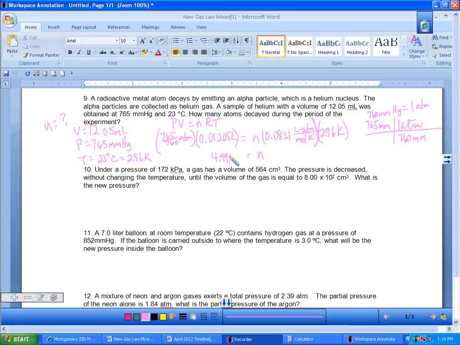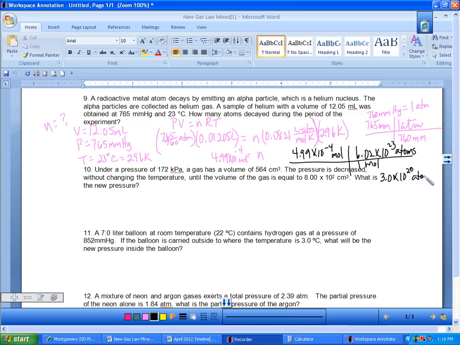4.99 times 10 to the minus 4 moles. But that's not what they wanted. They didn't want moles. They wanted the number of atoms. So I said, well, I know that 4.99 times 10 to the minus 4th moles. I know that 1 mole is 6.02 times 10 to the 23rd atoms, because that's what my chemistry teacher taught me. And so if I do that math correctly, when I did it, I got 3.0 times 10 to the 20th atoms.